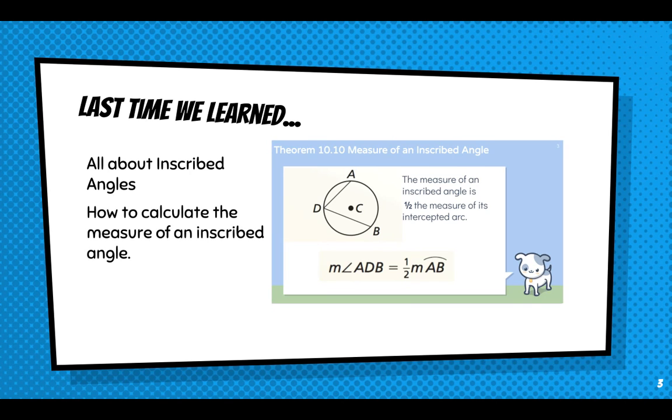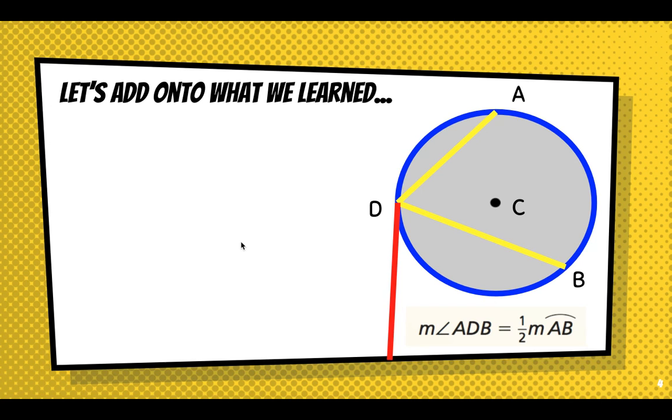Okay, so we're going to build on that. How do we calculate the measure of the inscribed angle? It is half. This angle is half as big as the measure of this arc. So let's add on to what we learned. Ignore this red line for just a moment. You have circle C and angle ADB, an inscribed angle that intercepts arc AB. The measure of angle ADB is equal to 1/2 the measure of arc AB. Notice that the inscribed angle is on the circle, and that's our first case.